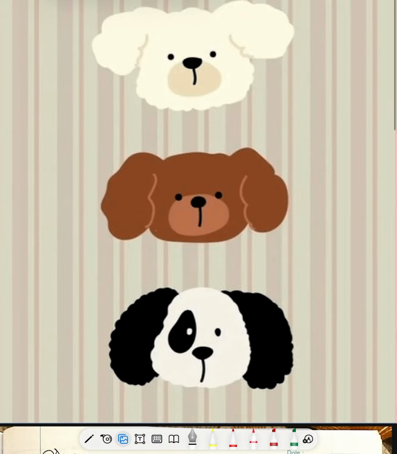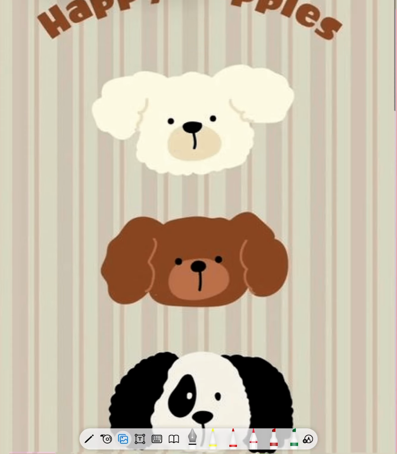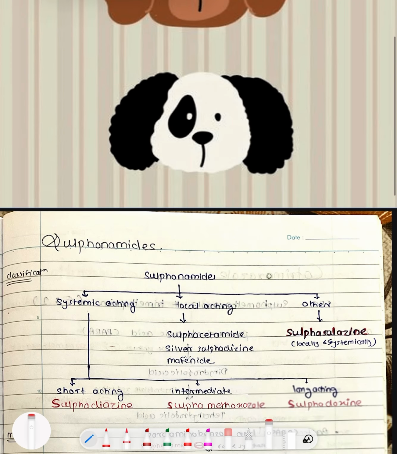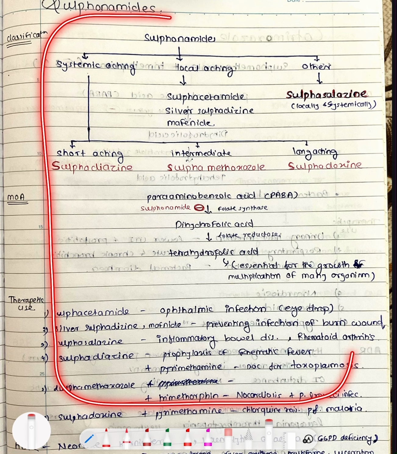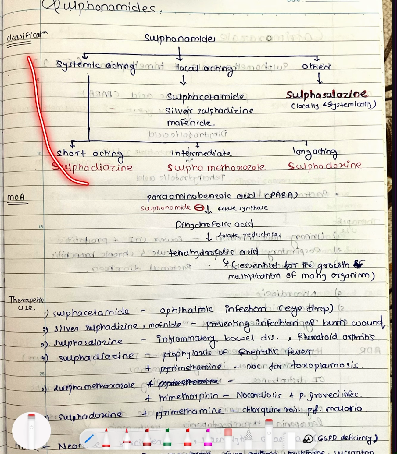Hi friends, today we will be discussing two short topics of the antimicrobials, that is sulfonamide and cotrimoxazole. First of all, we will see the sulfonamide. The classification of the sulfonamide is very important.